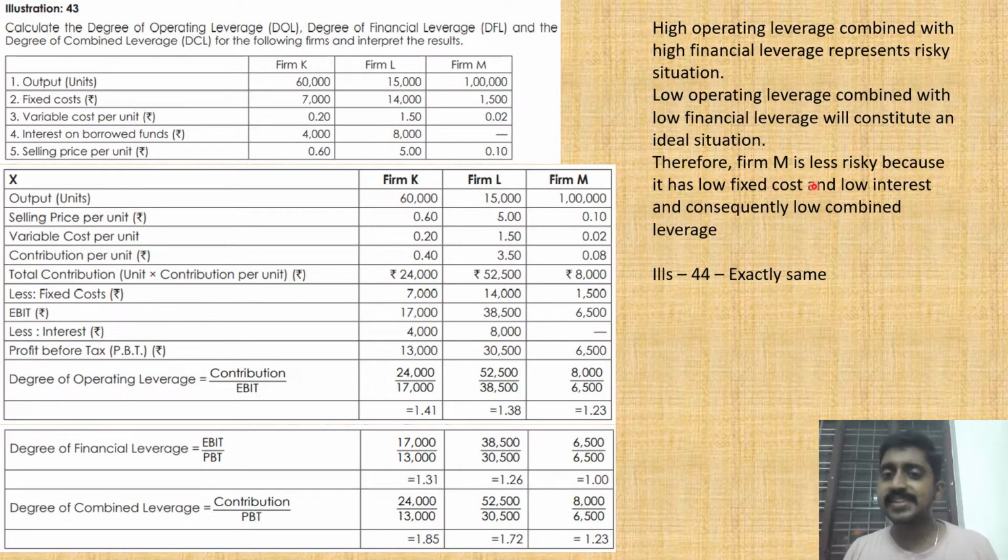So firm M is less risky: low fixed cost, low interest. Consequently, this is low risk. Okay, so that is the choice that we are going to make. Interpret: we are just interpreting the results. So how the answers of the leverage are looking, what inference we can get from this, and how we can qualify our report to the management. That is what it is. Let's go to the next.